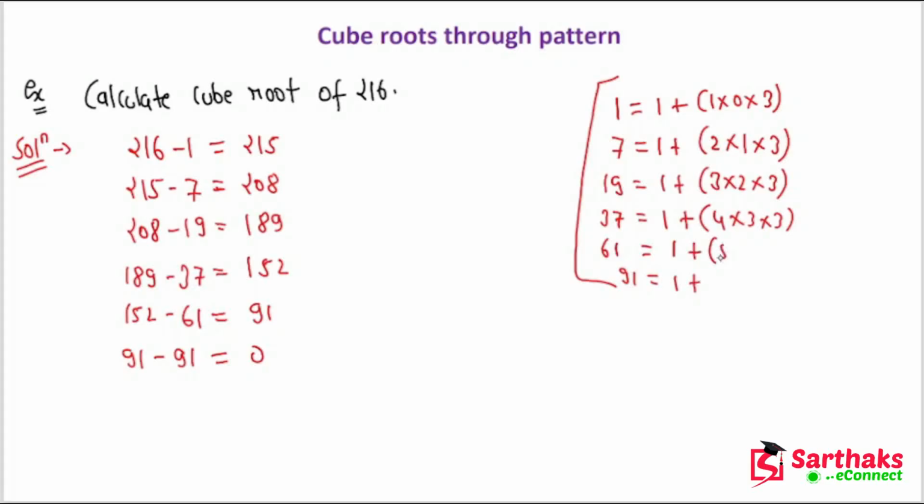So 61 would be 5 into 4, that is 20 into 3, that is 60. Similarly here 6 into 5 into 3, that is 30 into 3, that is 90. Okay. So that is how we have done it. Now we have done 6 steps.